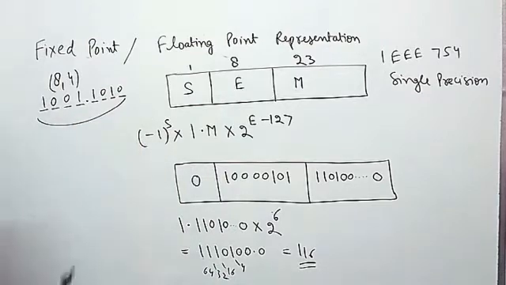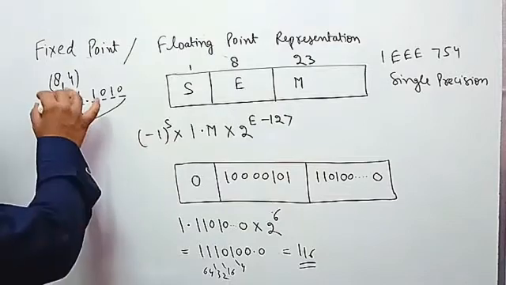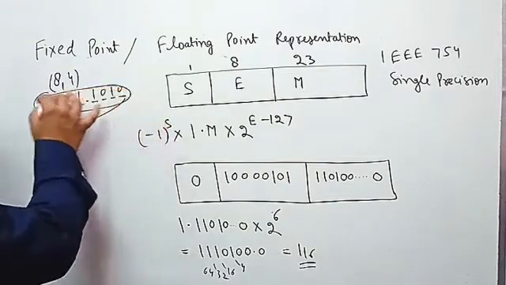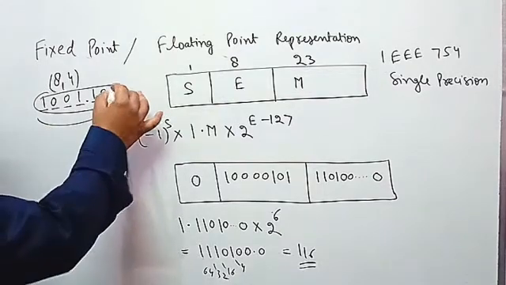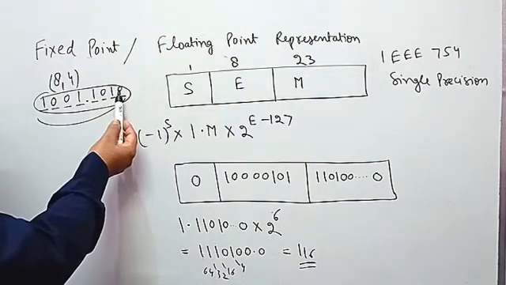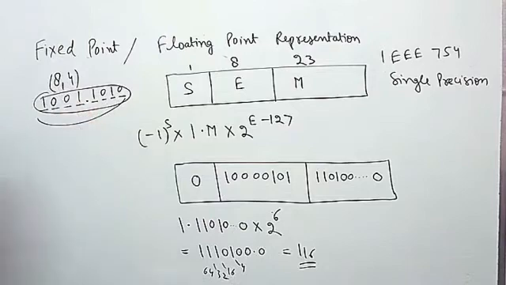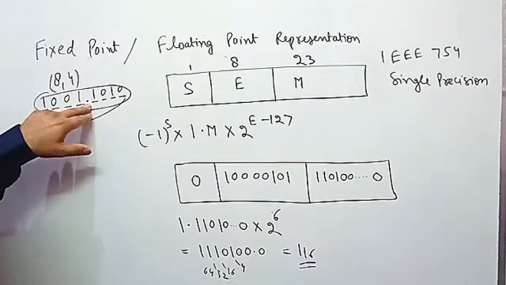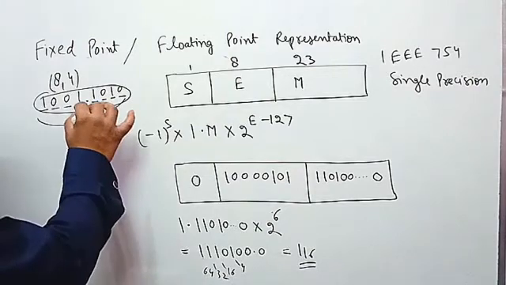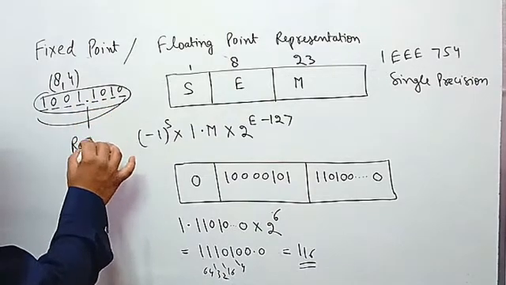For example, if it is fixed 8, 4, the meaning is out of 8 bits, the radix point is fixed after 4 places from the right side. 1, 2, 3, 4. So we can't float it. This radix point, the decimal point, is fixed.